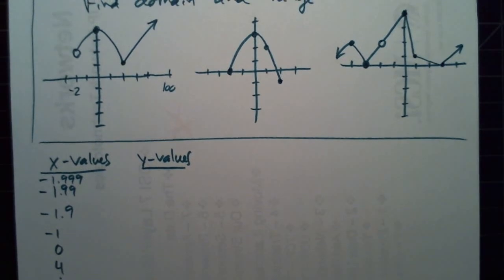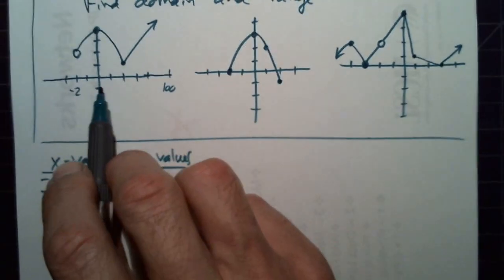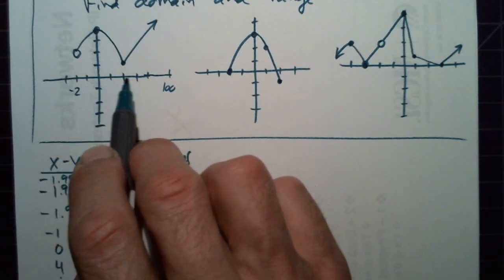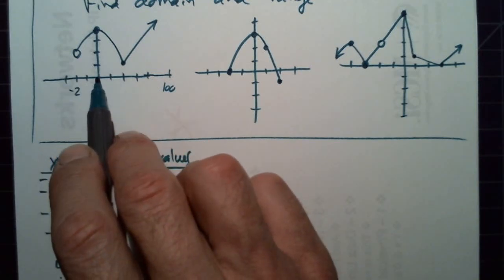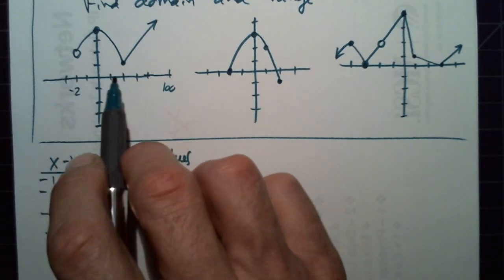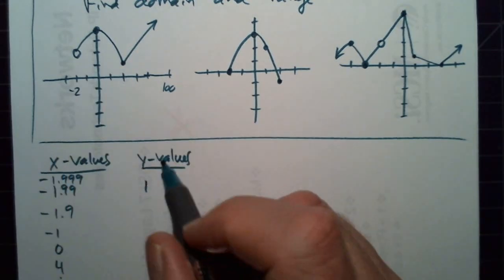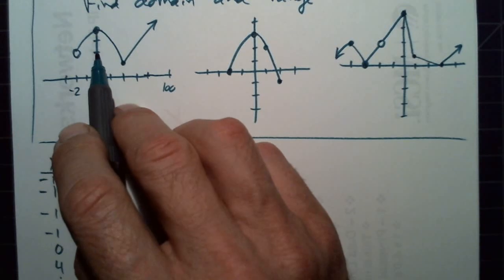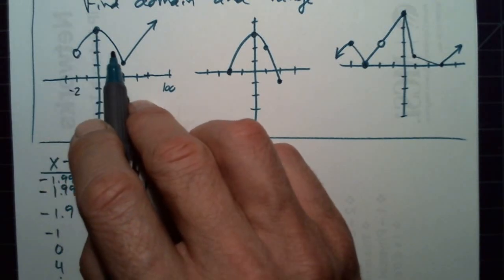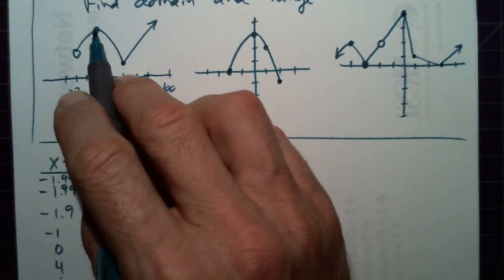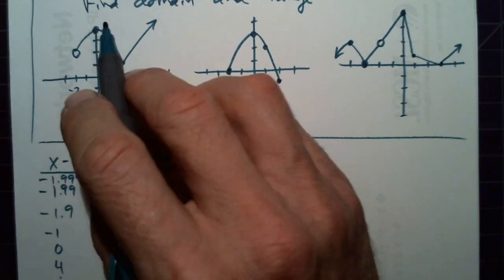Let's look at the y values. And at 0, no. For the y value of 0, there's no point on the graph. For the y value of 1, there is a point on the graph. So 1. 2. Well, there's no point there, but there is a point over there. 2. And then we go up to 4. Yeah, there's a point on the graph at 4.